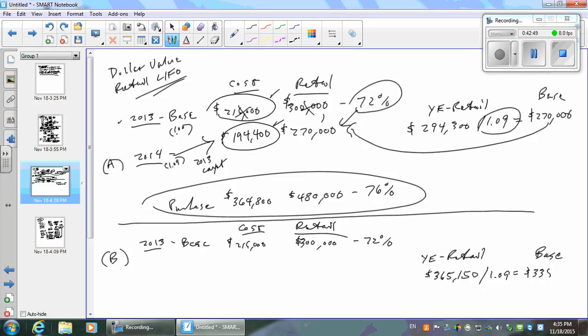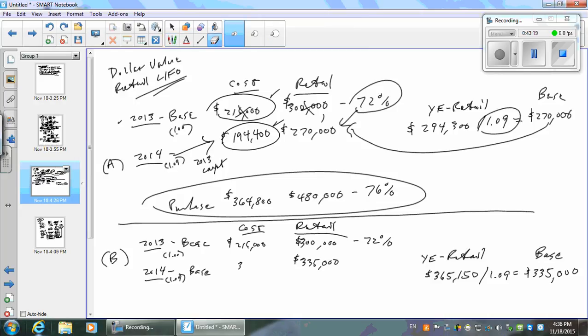They always make them work out. They must work the problems backwards. Okay, so 335,000. So what I've got in base dollars at 2014 is what? These are still base, but remember this is at 100%, 1.0. This is 1.09, right? So in the base dollars, what do we have? 335,000 retail. You guys good? Remember, we're still in retail, we haven't converted yet.